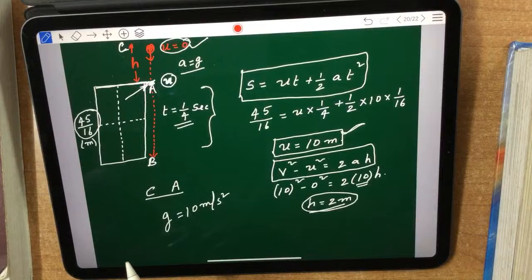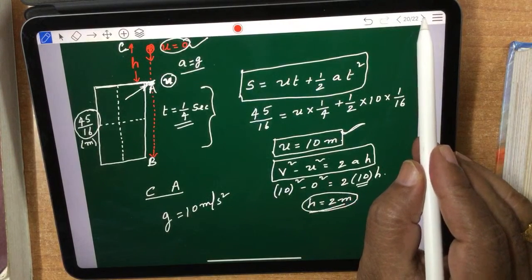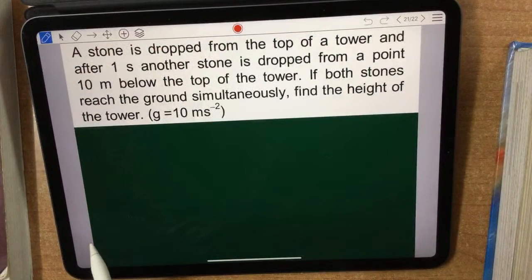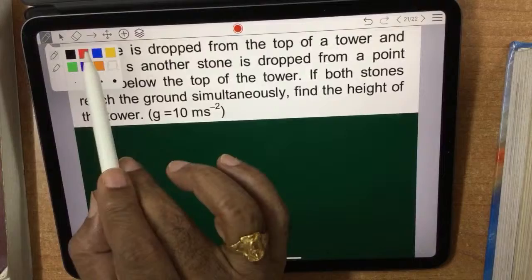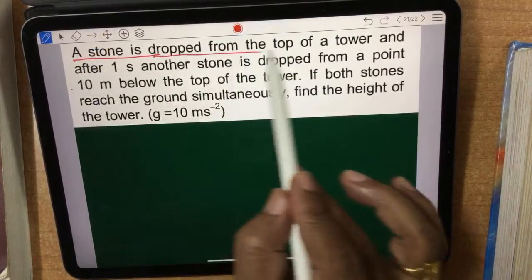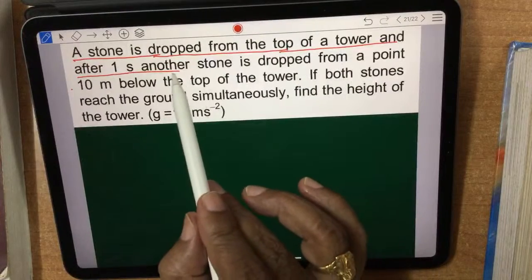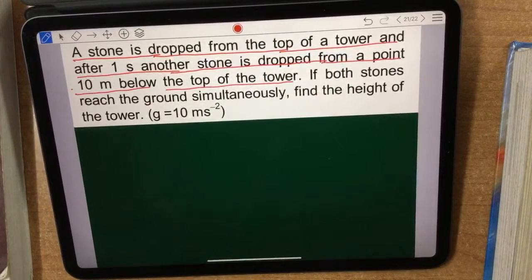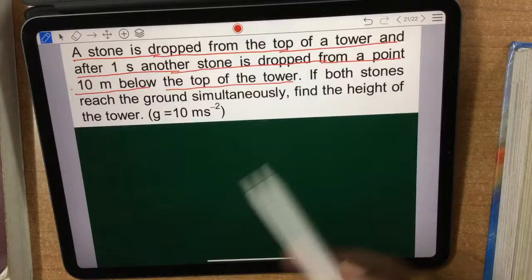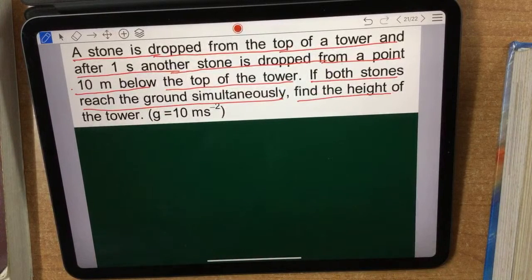So this is one of the problems you sent, Suhas. Next problem. One more problem he has sent, the last one. The problem is: a stone is dropped from the top of a tower. After 1 second, another stone is dropped from a point 10 meters below the top of the tower. If both the stones reach the ground simultaneously, find the height of the tower.